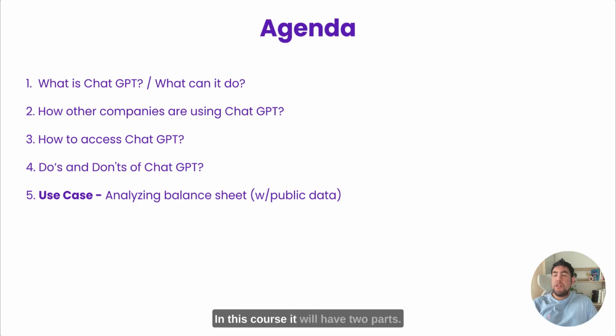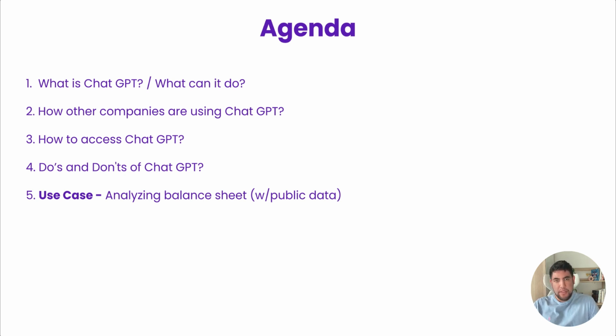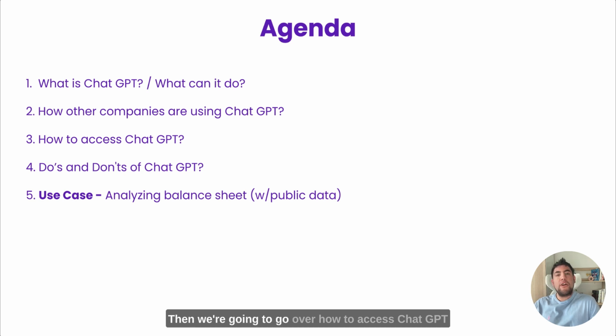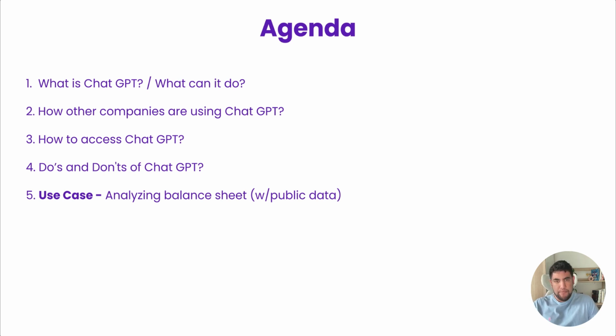In this course, it will have two parts. Part 1, we have 5 different modules. The first module, we're going to learn what is ChatGPT and what it can do for you. Then, we're going to go over how other companies are using ChatGPT. Then we're going to go over how to access ChatGPT. Then do's and don'ts of ChatGPT. And finally, a use case of analyzing the balance sheet with public data of a company.